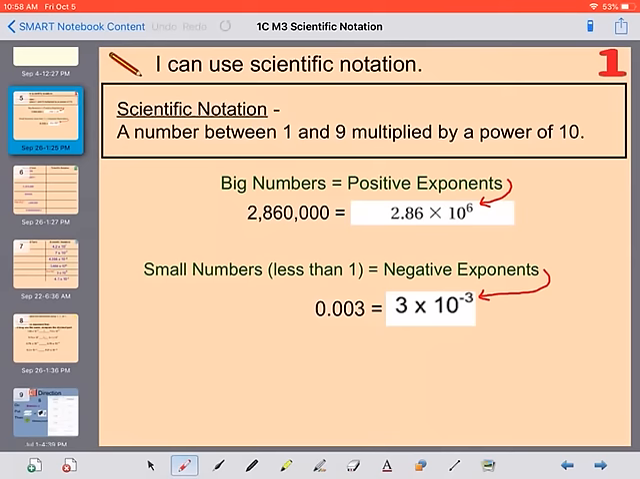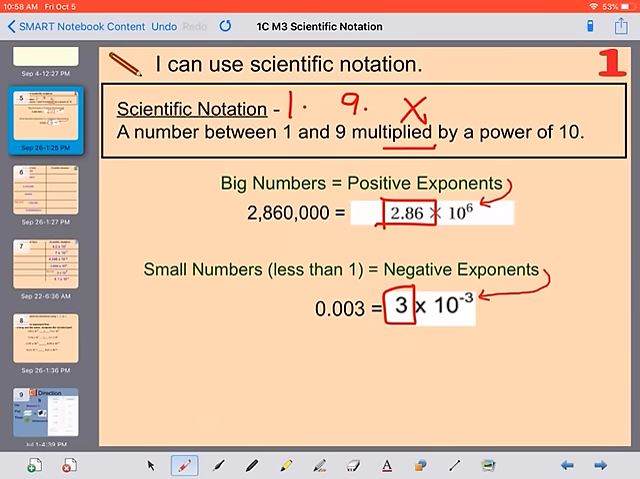A number that starts with a number between 1 and 9 that is multiplied by a power of 10. So what that means is, for example, we have a big number and a small number here. We have a number between 1 and 10, or 1 and 9. I like to say 1 and 10 because it's going to be 9 point something, or 1 point something, or 2 point something, or 3 point something, like this example or this example.